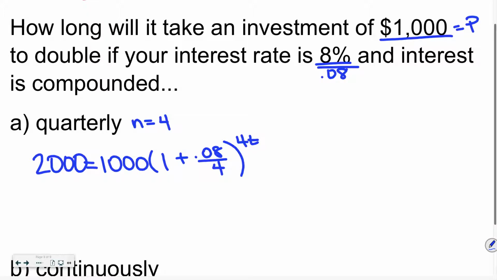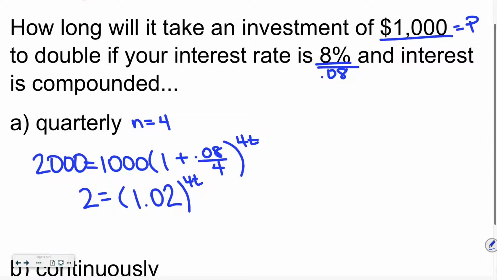Now we're just solving for t, and t is in the exponent, right? Do we know how to solve an equation where the variable's in the exponent? What should our first step be? Divide the 1,000 over. And let's go ahead: 1 plus 0.08 divided by 4. Does that give us a nice number? 1.02.